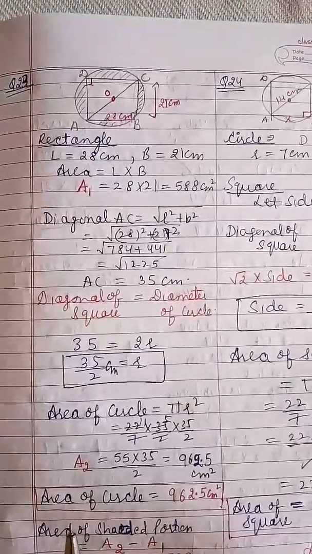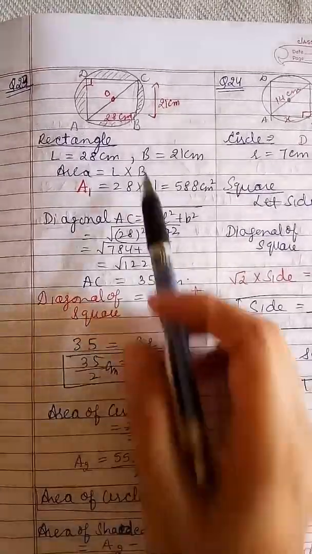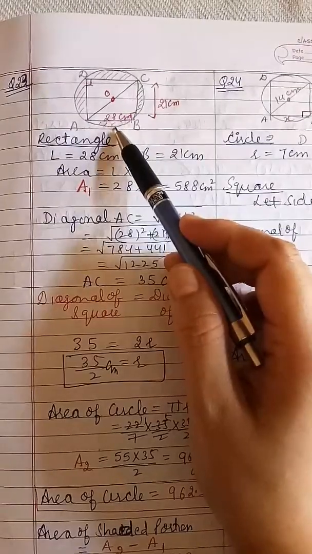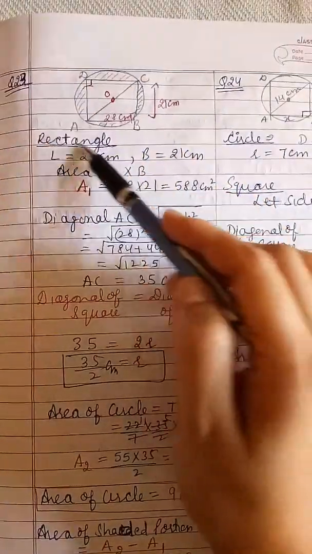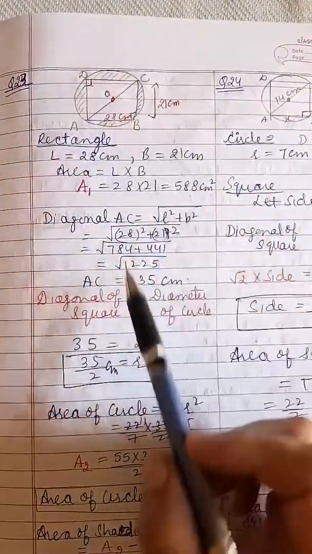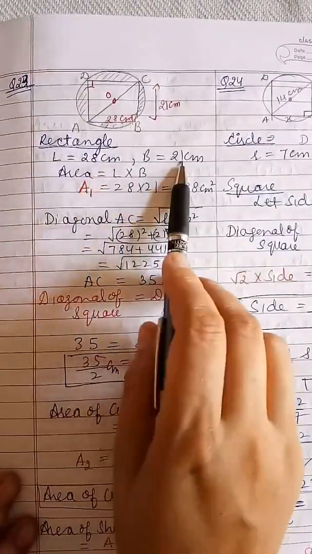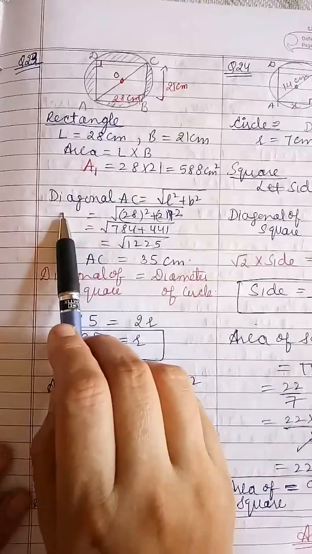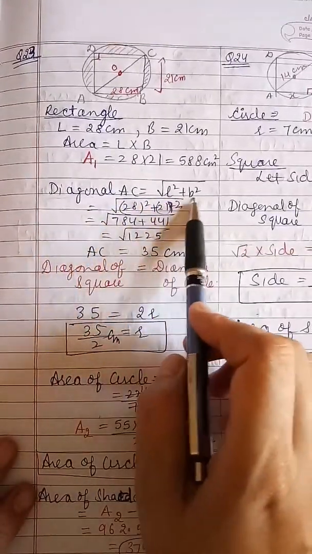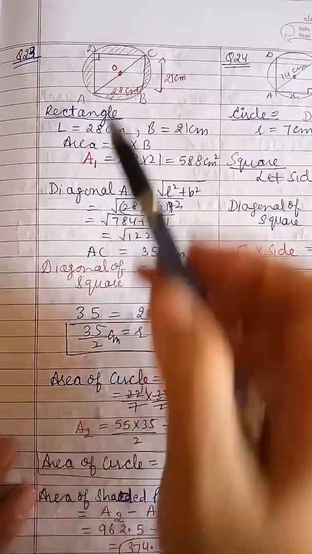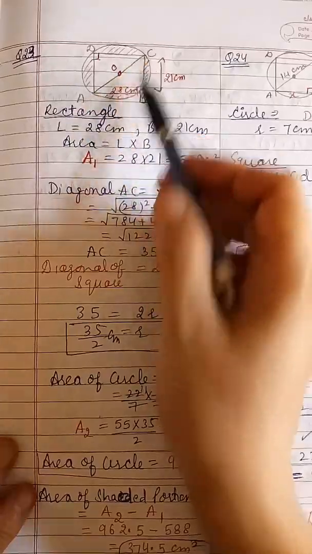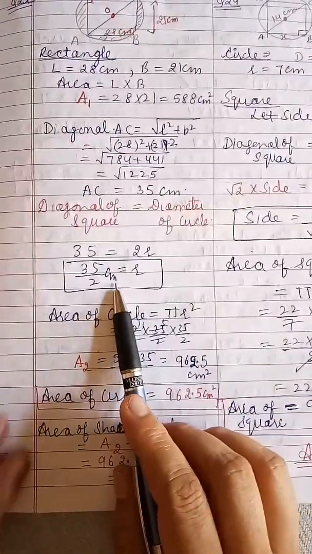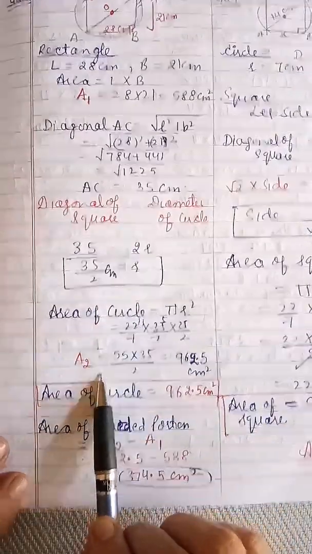Come to 23rd question. Diagram is already given and they ask you what is the area of this shaded region. So very easy. Shaded region means area of circle, we will subtract the area of rectangle. Rectangle length and breadth is given, we will find the area 588. The formula of diagonal, root L square plus B square, it is 35. We know the diagonal and the diameter are the same. So 35 is 2r. From there we will find the radius. Then we will calculate the area.